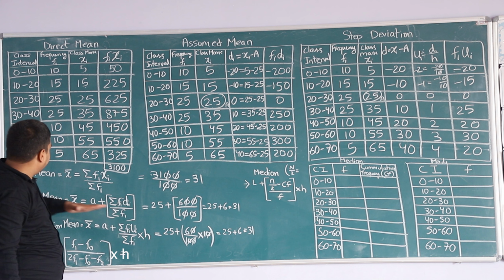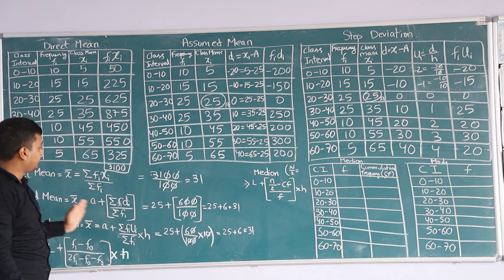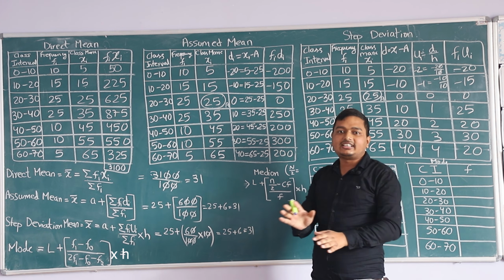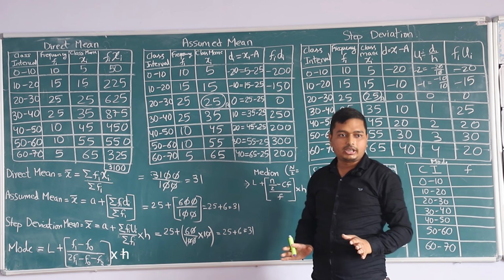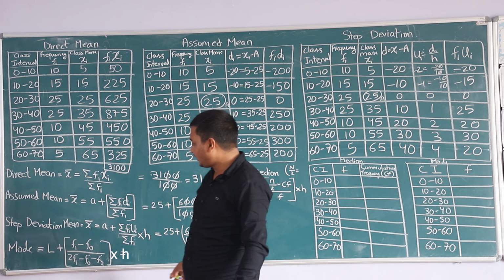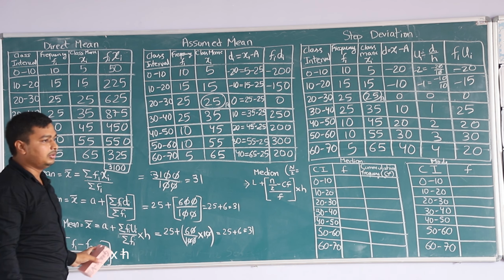How much answer do I get? 31. As we are able to see here, in the direct limit method 31, tabulative method 31, and in the step deviation method, how much did I get here? 31. In all the cases I got the exact same answer, as you are able to see. Correct or not? Is everyone able to understand? Okay. Now up to here we completed. Is there any doubt till now?